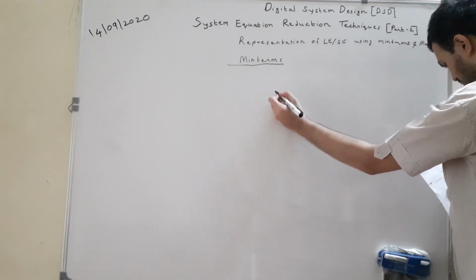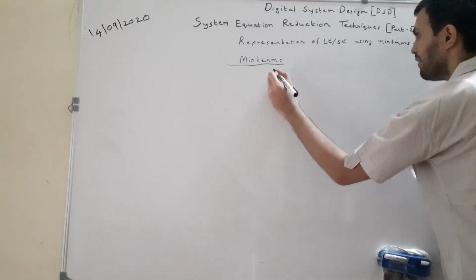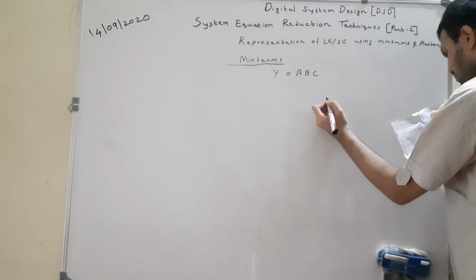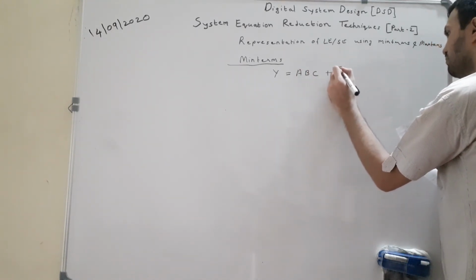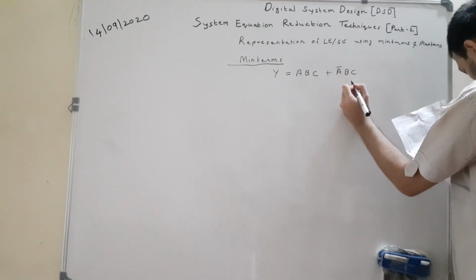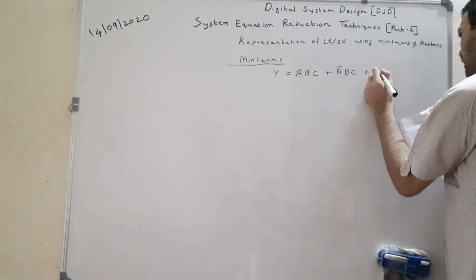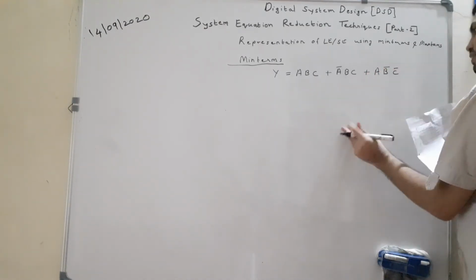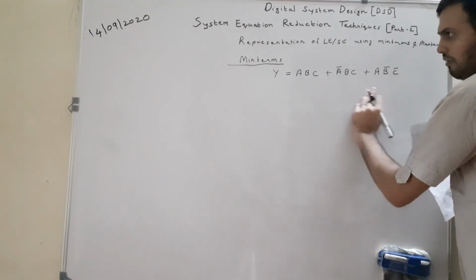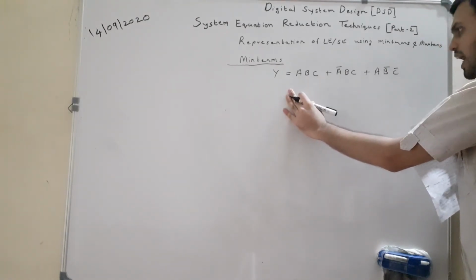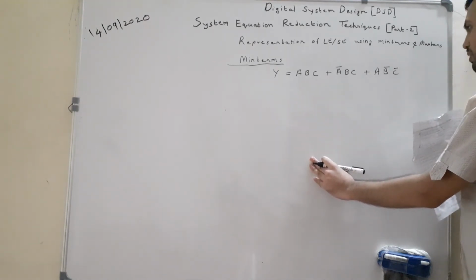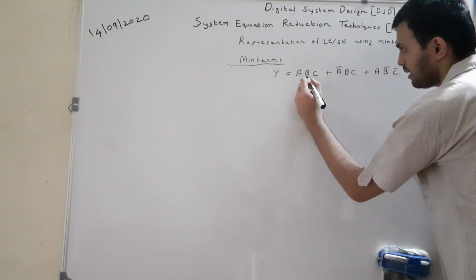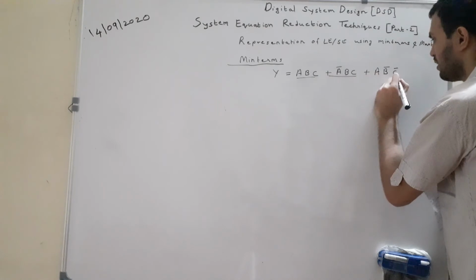Suppose we have a logic expression such as Y = ABC + A complement BC + AB complement C + B complement C complement. This is our logic expression in the standard SOP form, and we want to express it in terms of its min terms and max terms. Since it is in SOP form, min terms will be present in this expression. This is the first min term, second min term, third min term.